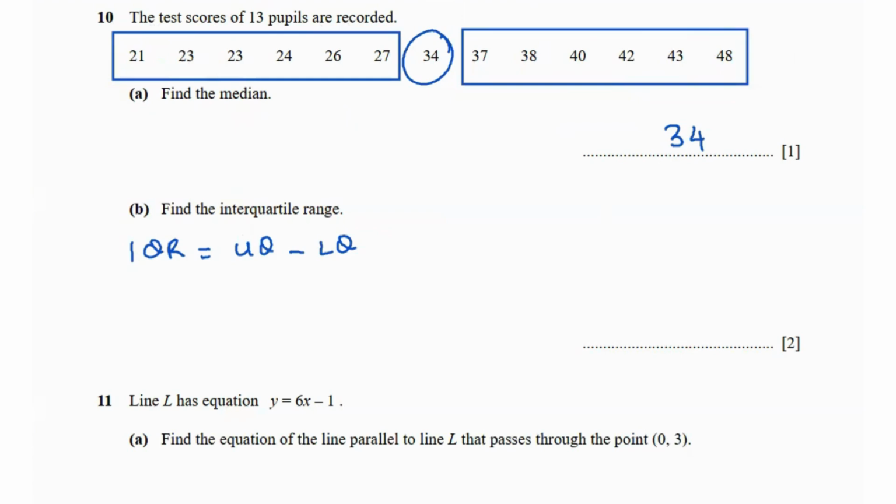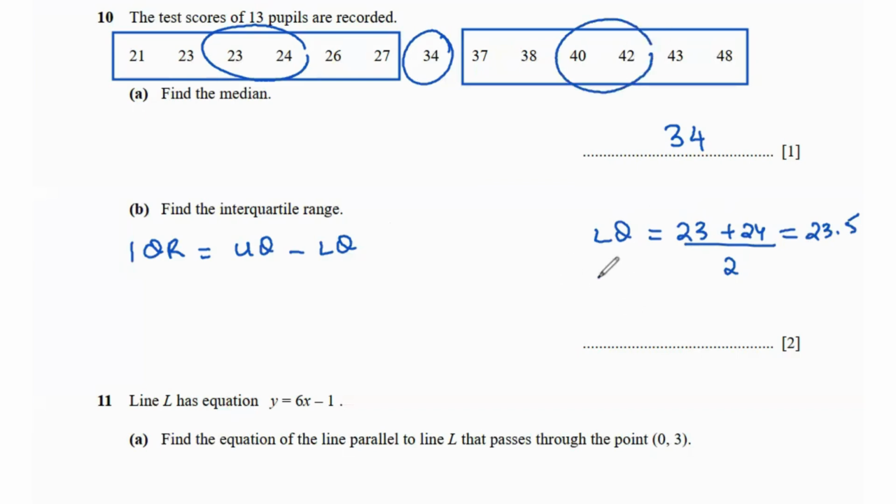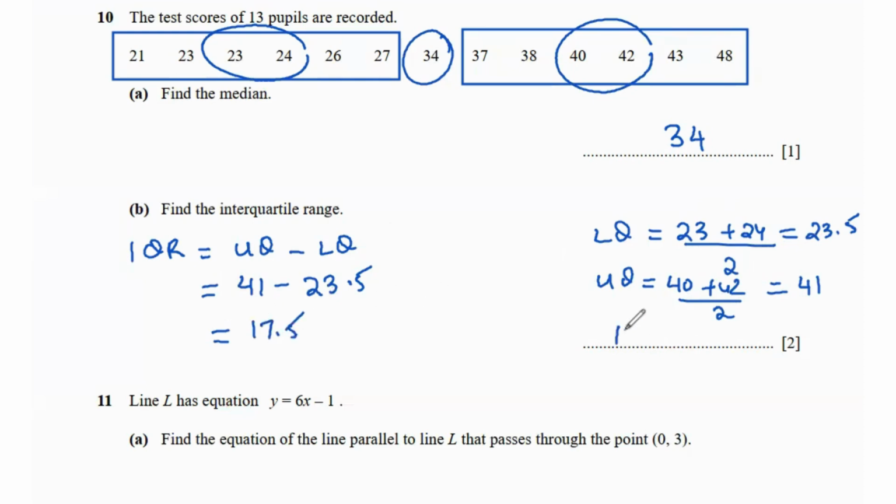So for this, we have 1, 2, 3, 4, 5, 6 values, and 23 and 24 are right in the middle. So for the lower quartile, it's going to be 23 plus 24 divided by 2, which is 23.5. And for the upper quartile, it's going to be the value of these two. So that's going to be 40 plus 42 divided by 2, which is 41. So it's going to be 41 minus 23.5, which equals 17.5. That is your interquartile range.